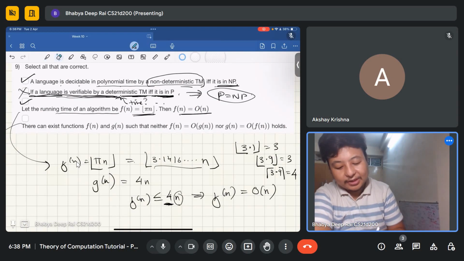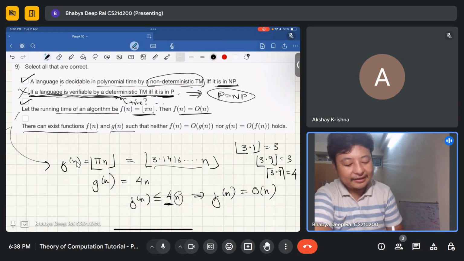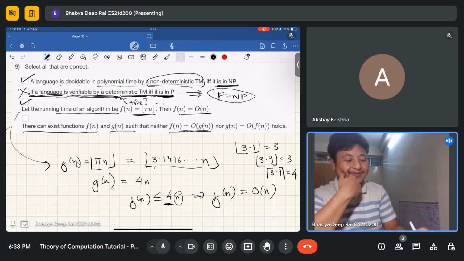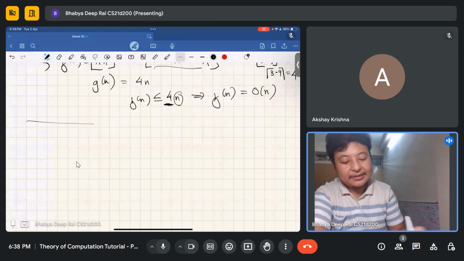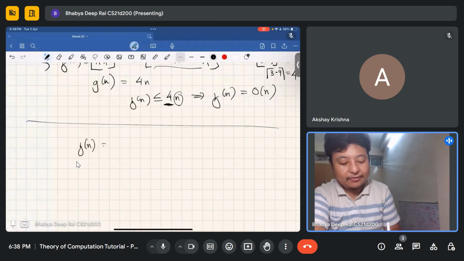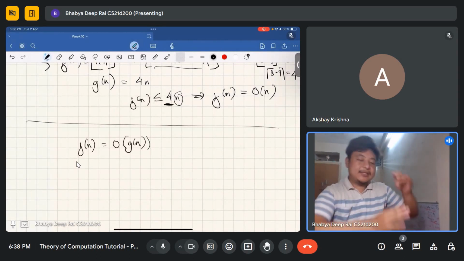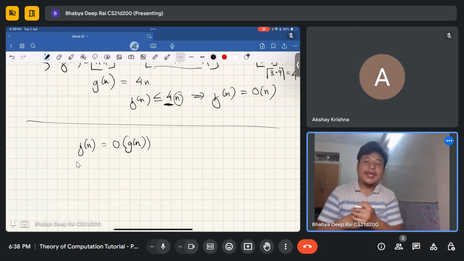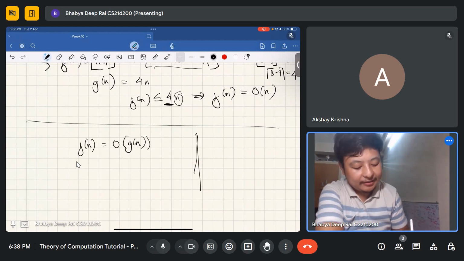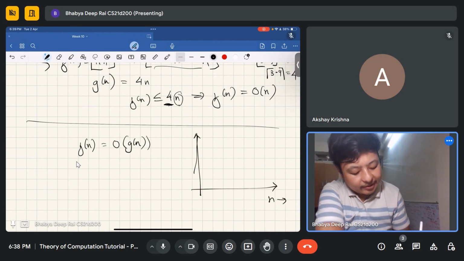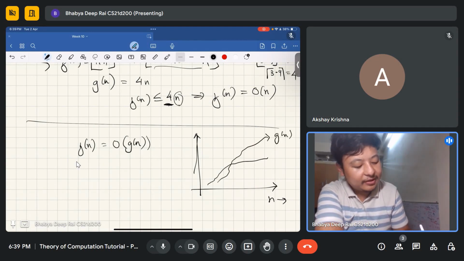Now finally, the question is: there can exist functions F(n) and G(n) such that neither F(n) is equal to O(G(n)) nor G(n) is equal to O(F(n)). This is interesting. F(n) equals O(G(n)) means, in some sense, that G(n) is always growing more than F(n). What does the graph look like, if we remember from algorithms? This is n, and G(n) is always growing more than F(n).